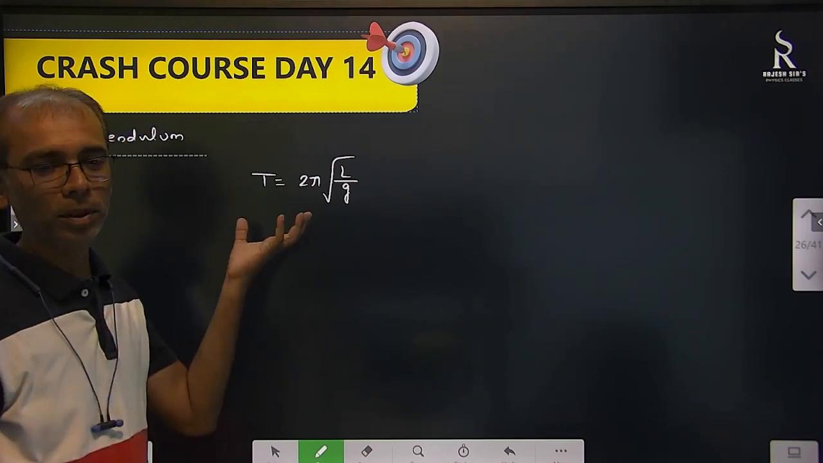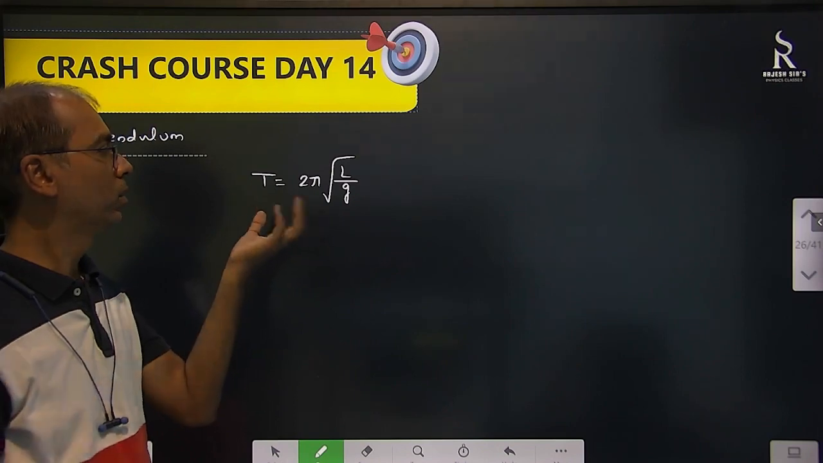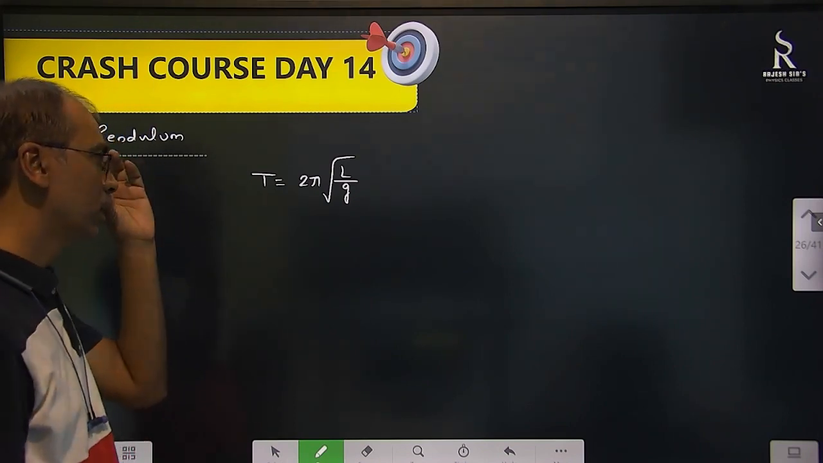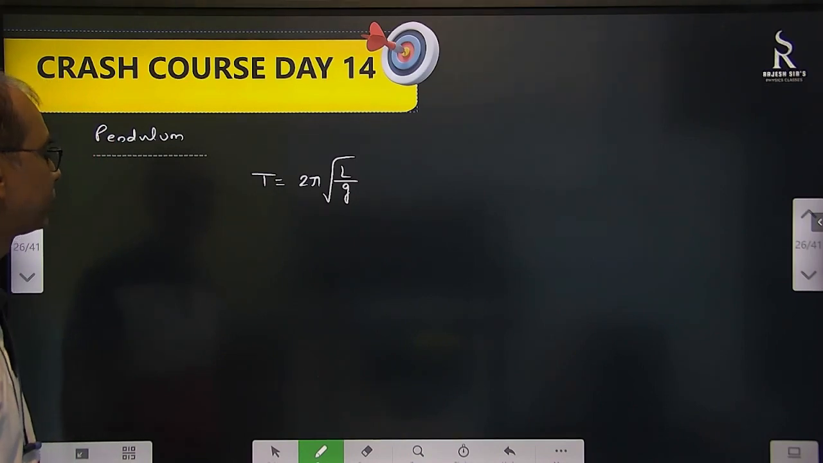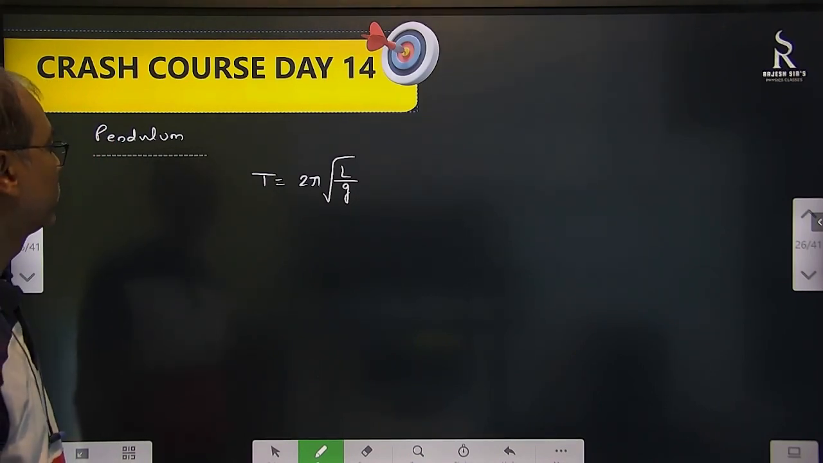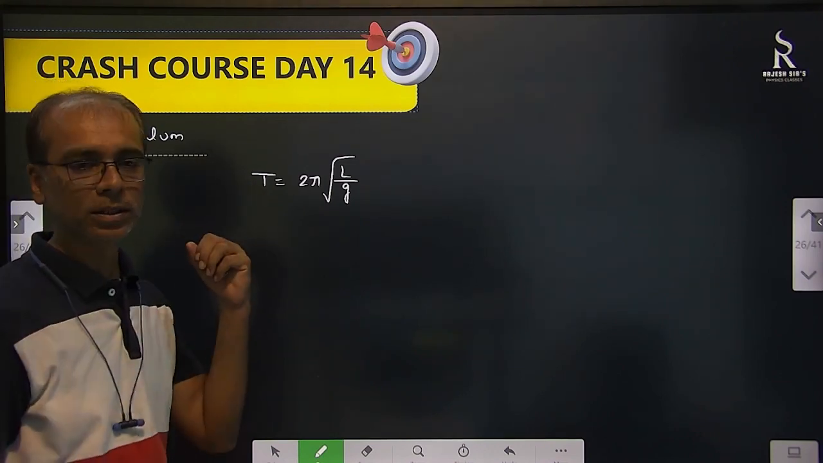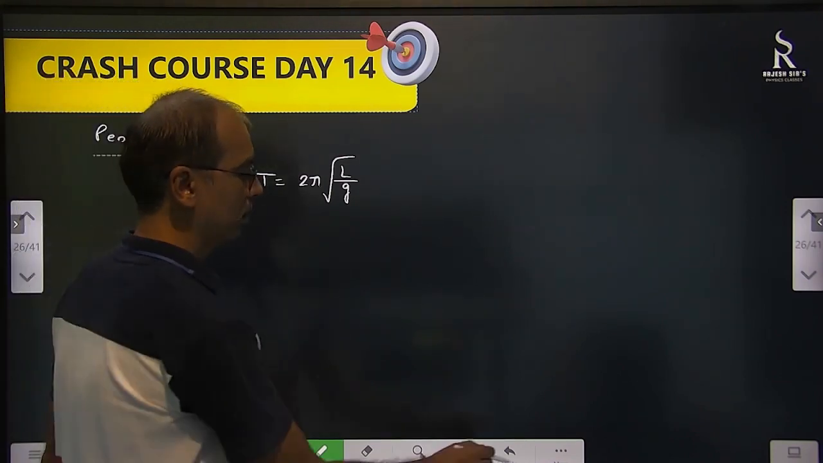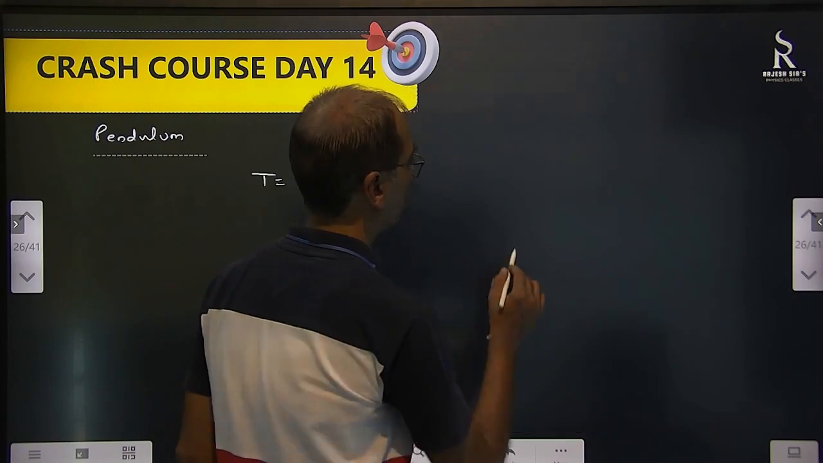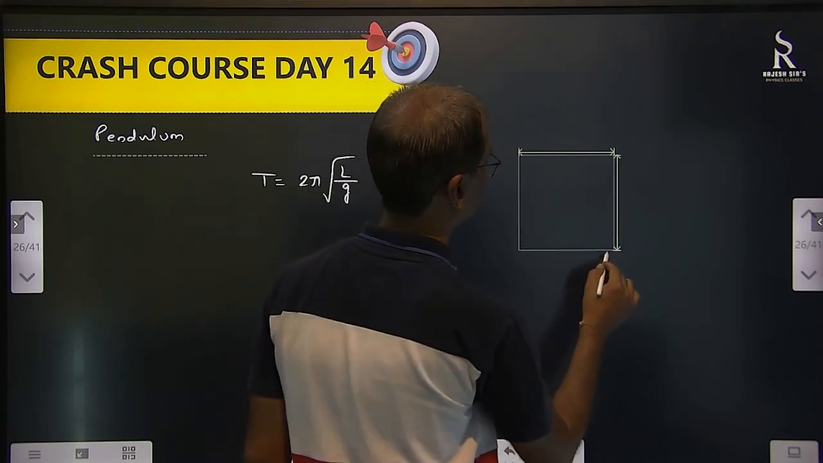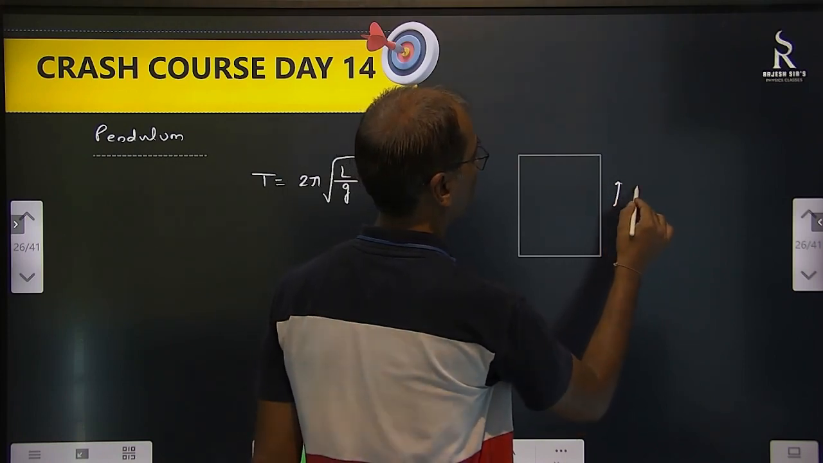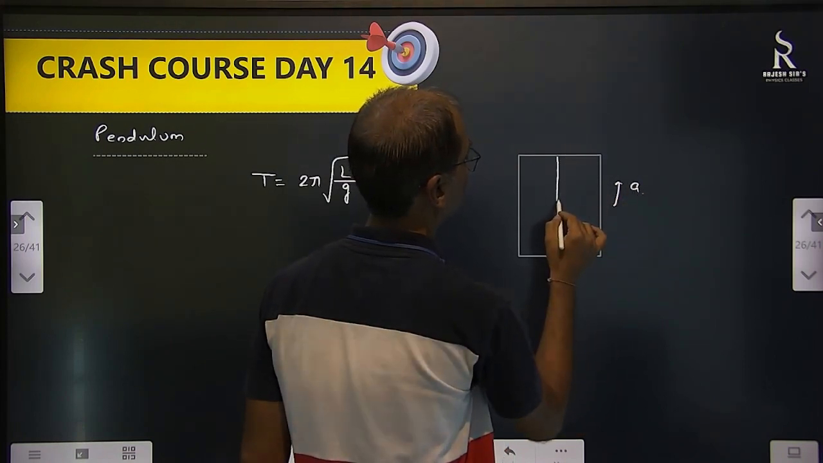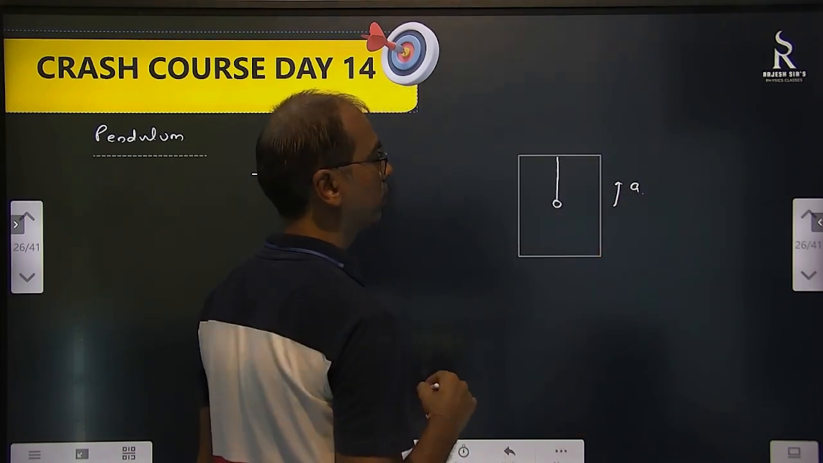And in this one, normally, the question will not be related to what the time period is. So 2 pi root over L by g is the time period in this one. Then what type of question will be asked? They'll ask, suppose this is kept inside an elevator which is moving up or down. Okay, this is an elevator which is going up, and here is the pendulum. Then what will be its time period?